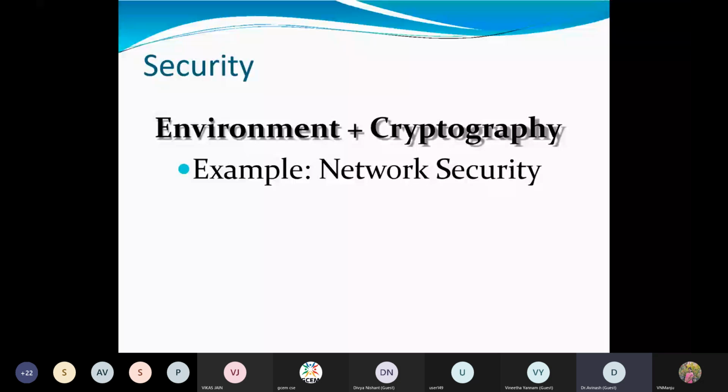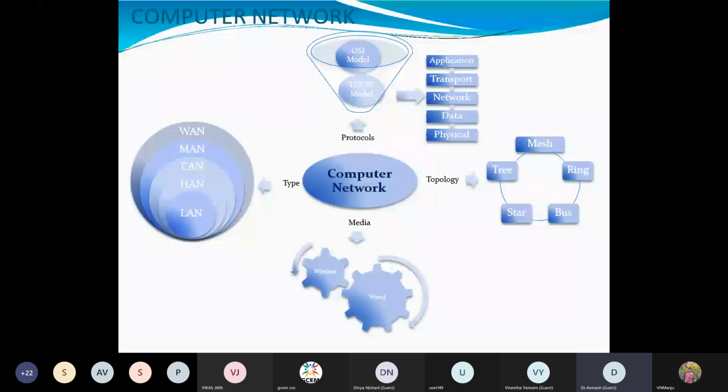This is security. When we talk about environment plus cryptography, then it becomes network security. So in a computer network, we have different kinds of networks. The network which is there is the LAN, which we normally use in our campuses. That's the LAN, local area network.